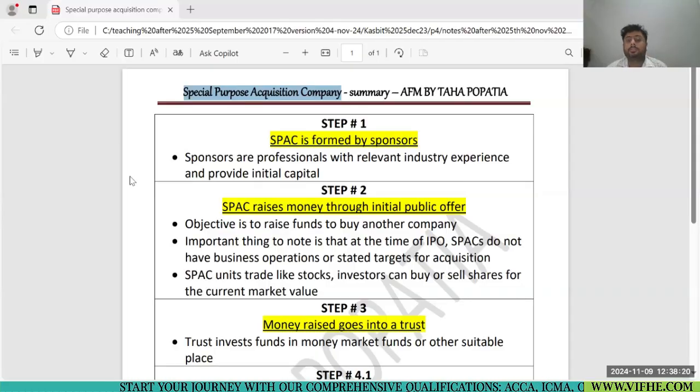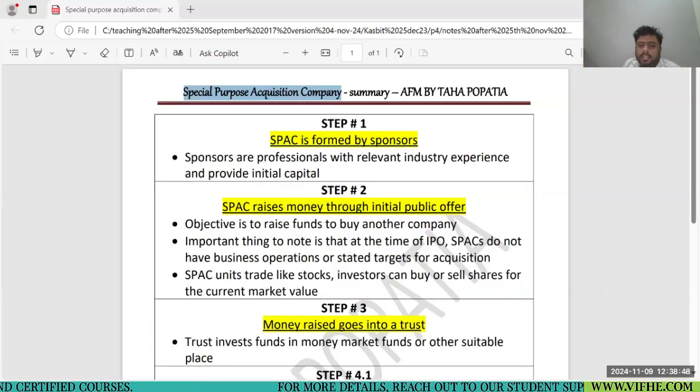Objective is to raise funds to buy another company. As a SPAC, you will not do your own business, rather you will buy some other company. So for example, if you are talking about a pharmaceutical company, these doctors knew about a company that was very popular, very profitable, and doing a very good business. So they decided that they are going to purchase that company by forming a company of their own.